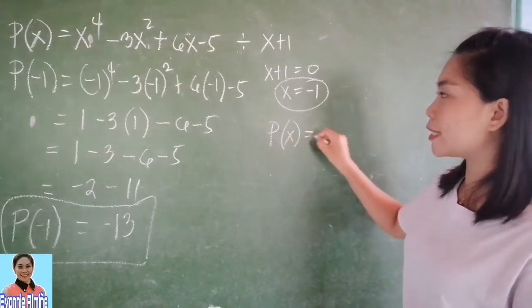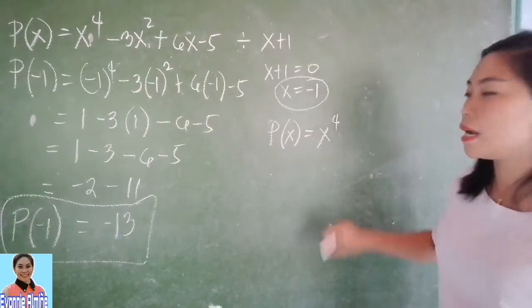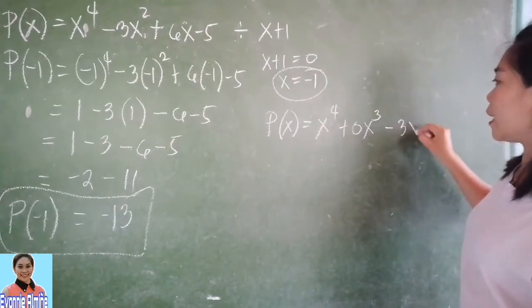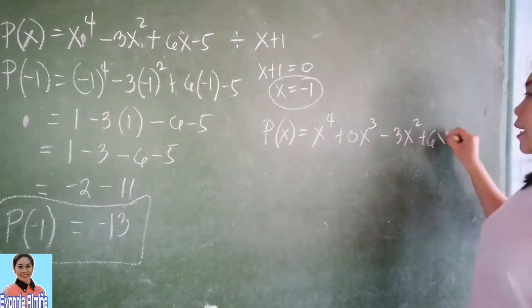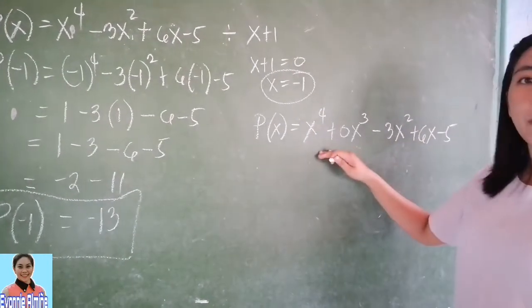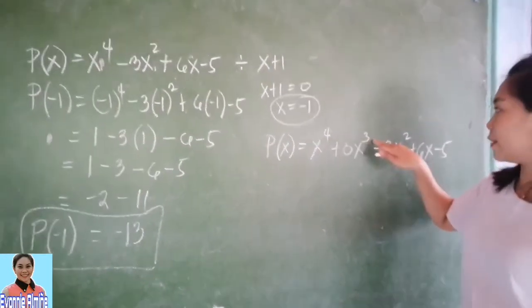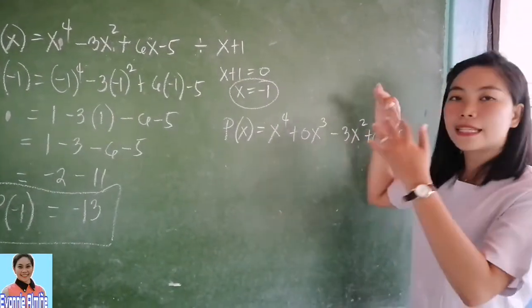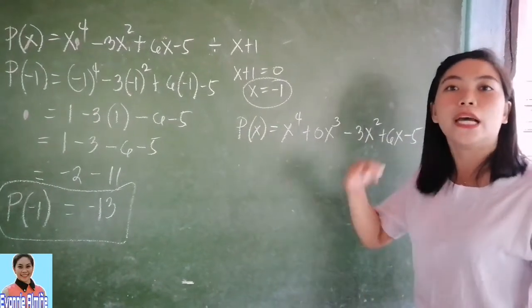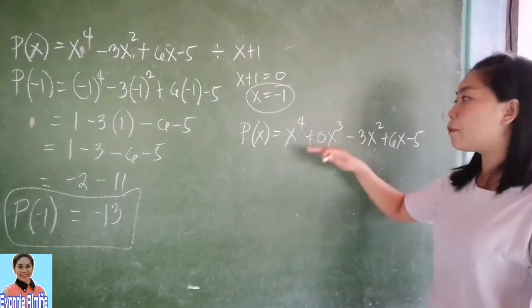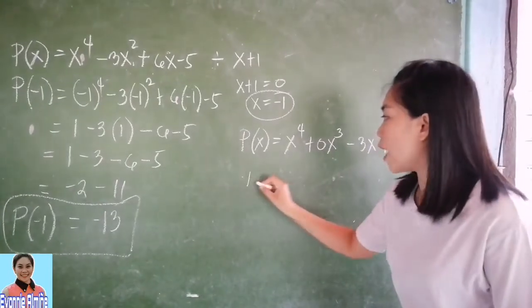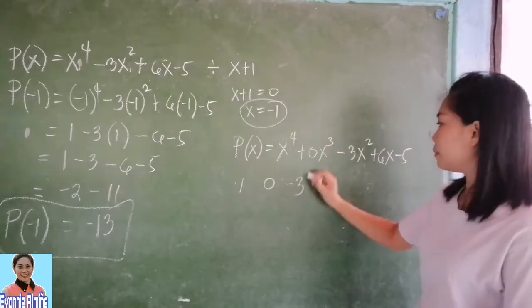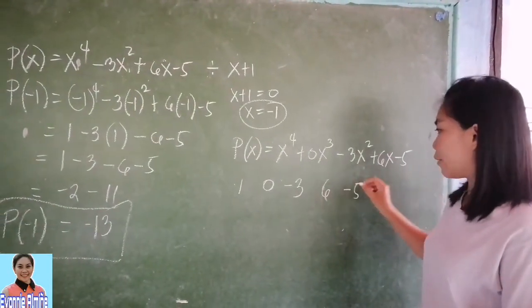So you have p of x is equal to x raised to 4 plus 0x cubed minus 3x squared plus 6x minus 5. So, kompleto na po yung equation natin. You have 4, 3, 2, 1. Kompleto na po yung degree of exponent natin. Then, saka na po natin i-bring down yung numerical coefficient ni polynomial equation. So, you have 1, 0, negative 3, positive 6, and negative 5.